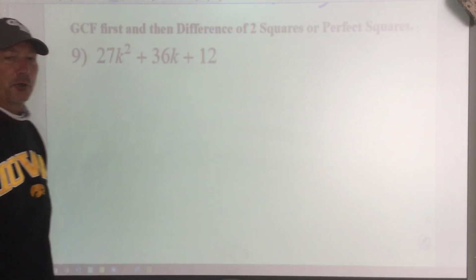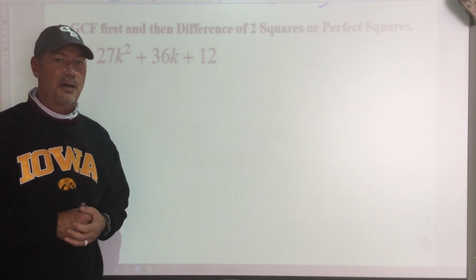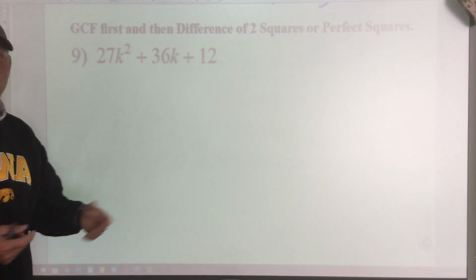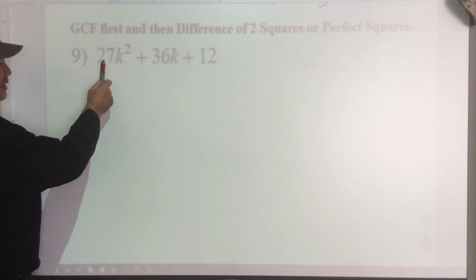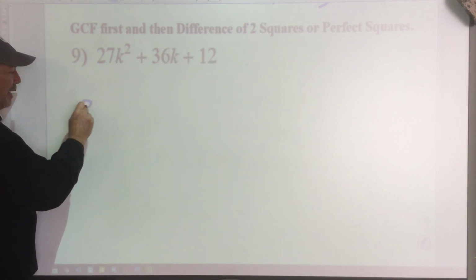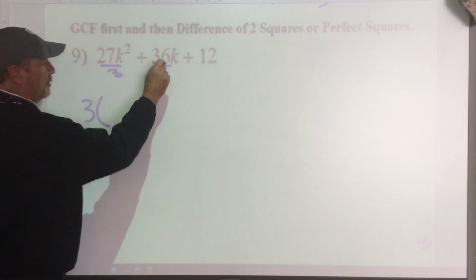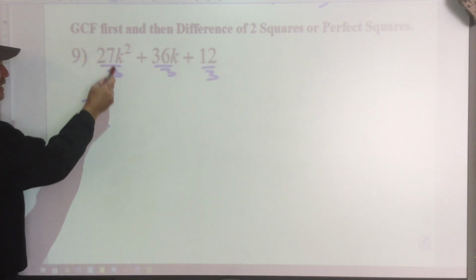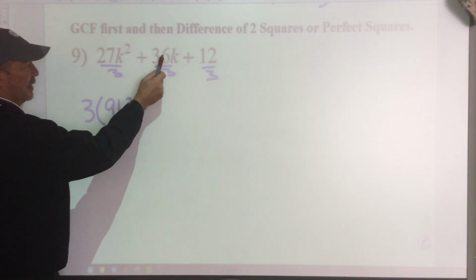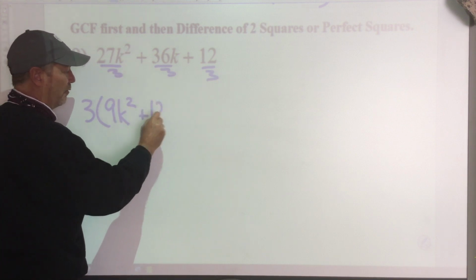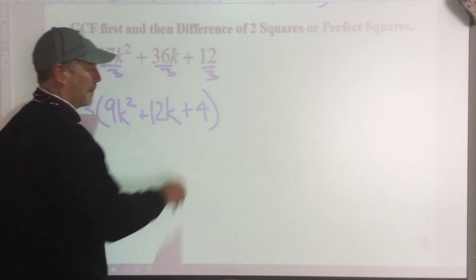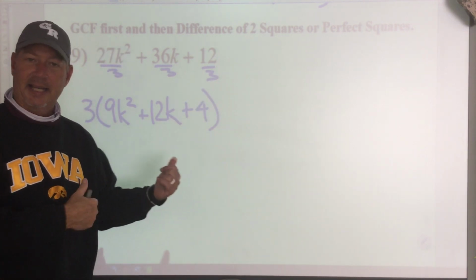All right, so we're going to try to take out a greatest common factor. We always try to see if we can take out a greatest common factor. In this case, I'm looking at it and I think the number 3, because I think the 3 goes here, I know it goes here, I know it goes here. So we factor out the 3. 27 divided by 3 is 9k squared. 36 divided by 3 is 12k. 12 divided by 3 is 4. Factored out, taken out the greatest common factor.